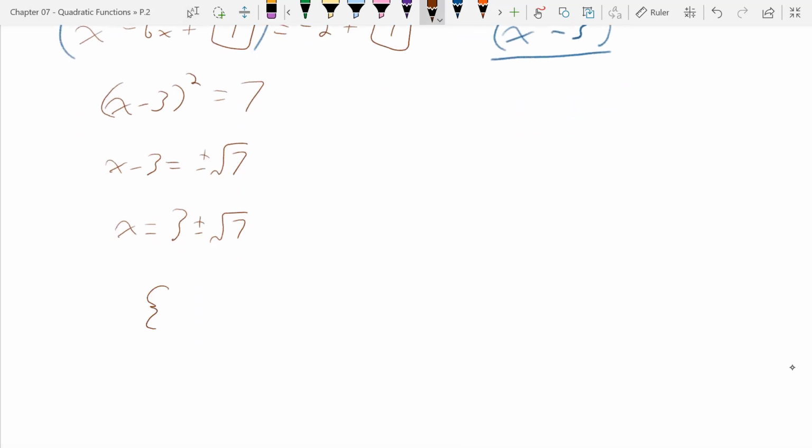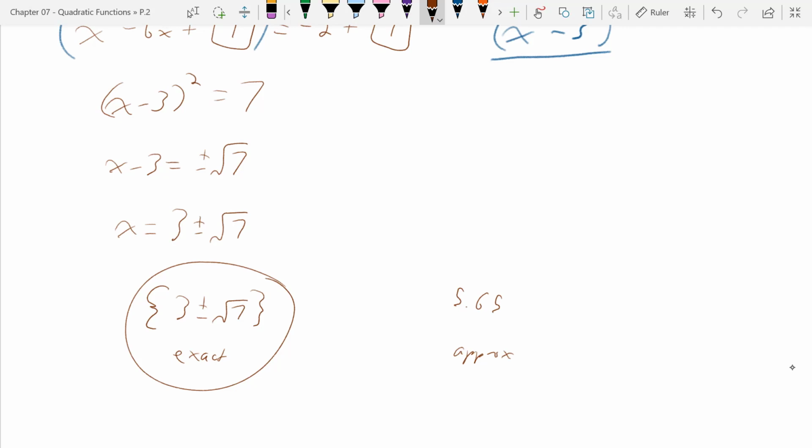And when we do set notation, we're going to put them as the plus or minus, but those are two possibilities, and these are called the exact solutions. If I ask for the approximate solutions, it means I want you to take out your calculator and do 3 plus root 7, which will give you about 5.65, and 3 minus root 7, which will give you about 0.35. That's what we call the approximate solutions.